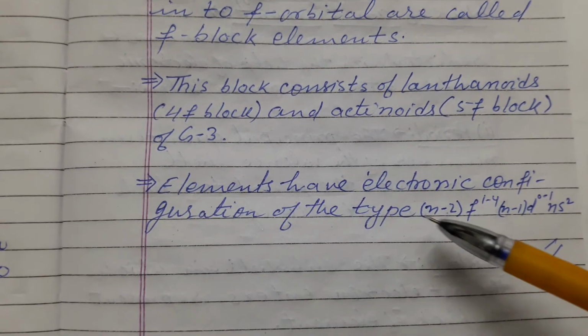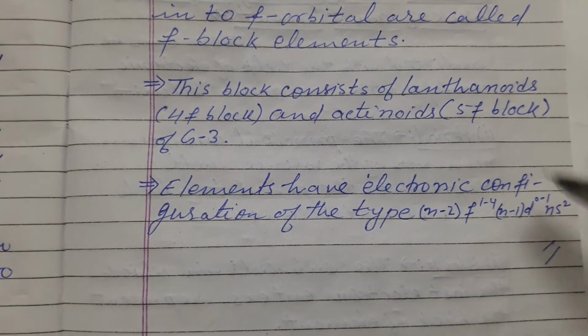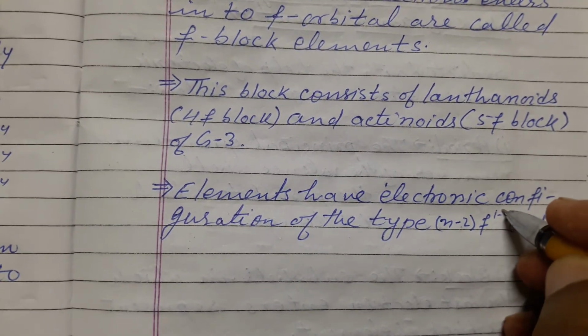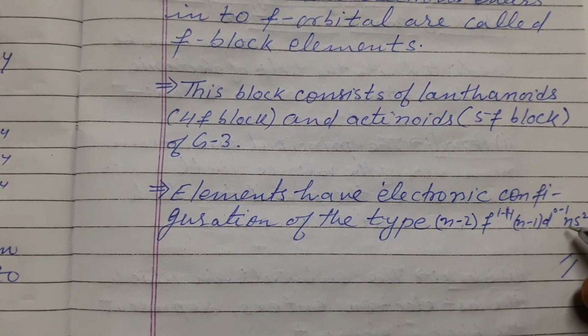The electronic configuration is (n-2)f1 to 14, (n-1)d0 to 1 and ns2.